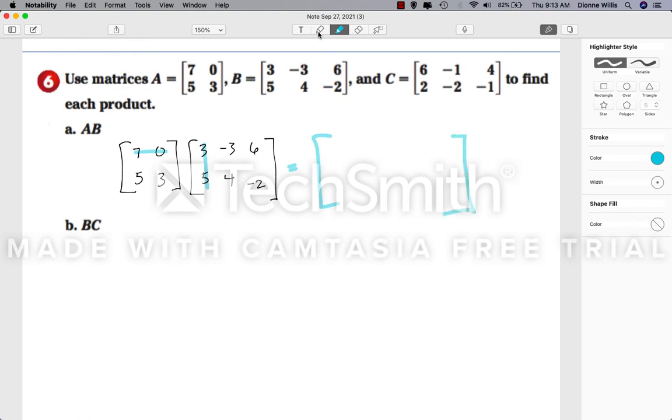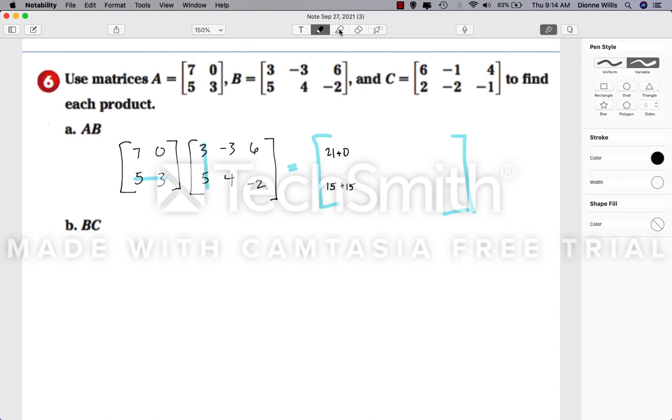Let me make this a little bit larger. So 7 times 3 is 21, and 0 times 5 is 0. So I'm going to add those two together to get the first element of my result. Next, to get the element underneath there, I'm going to do the same thing, but 5 times 3 and 3 times 5. So 5 times 3 gives me 15, and 3 times 5 gives me 15. So that's how I get these first two in this column.